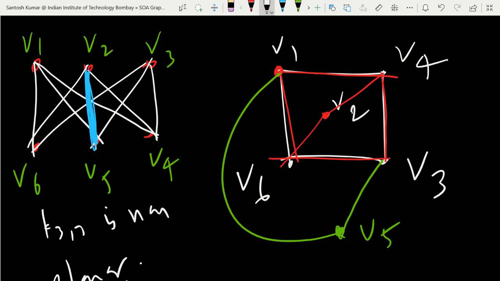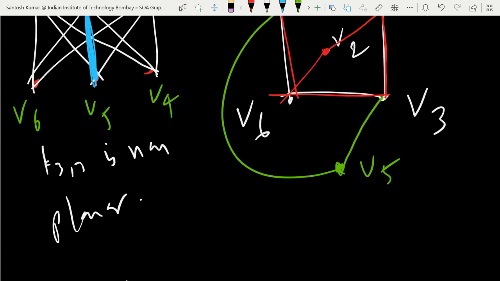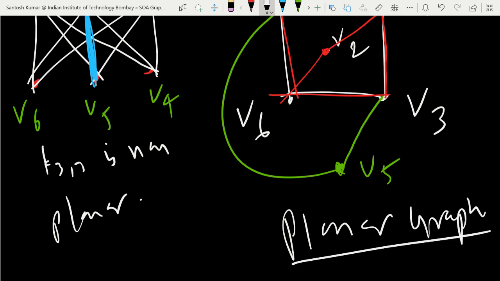now you see, this graph is a planar graph. We just deleted one edge, and that is V2 V5. So this is a planar graph now. Any problem in this? This is a planar graph.